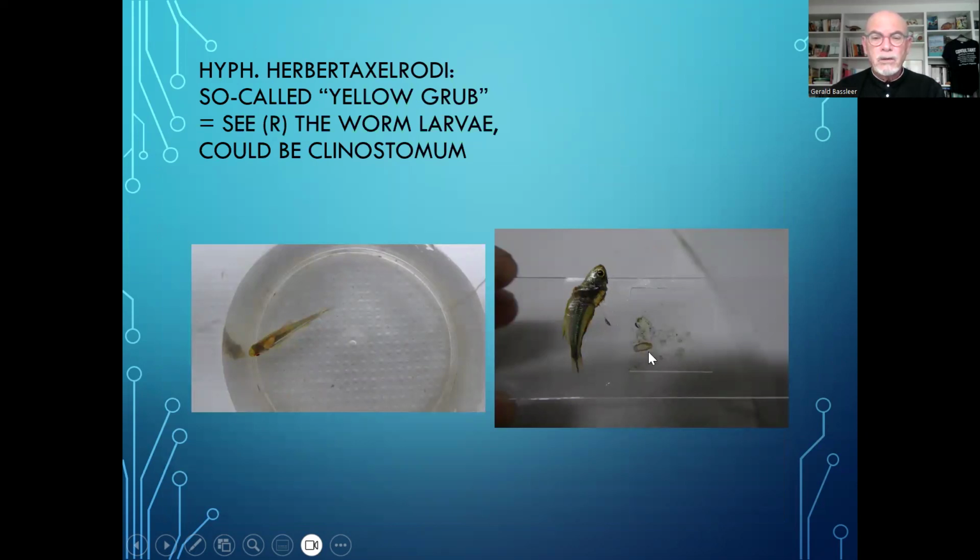So we dissected that fish and we eliminated that part. And we could see here an organ, which is, yes, a worm. And this is called in common literature the yellow grub. Yellow grub is a worm larvae, and usually it's a parasite called Clinostomum. It's a larvae of a trematode.